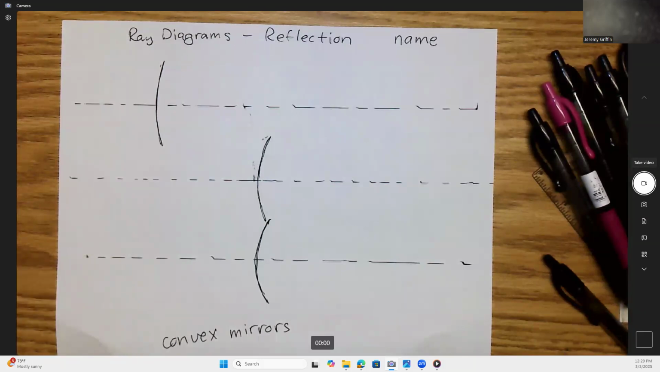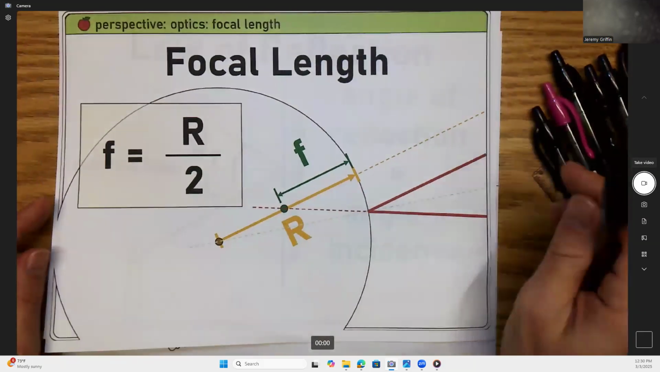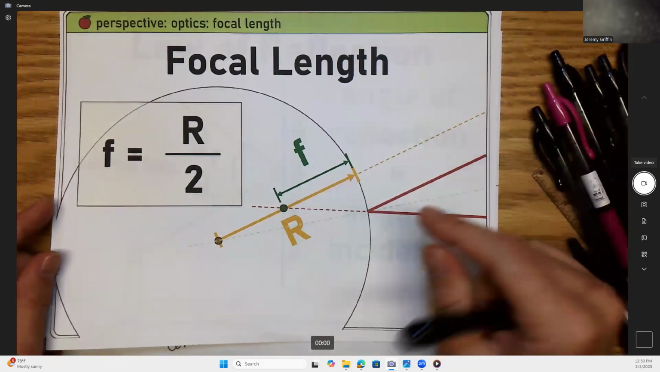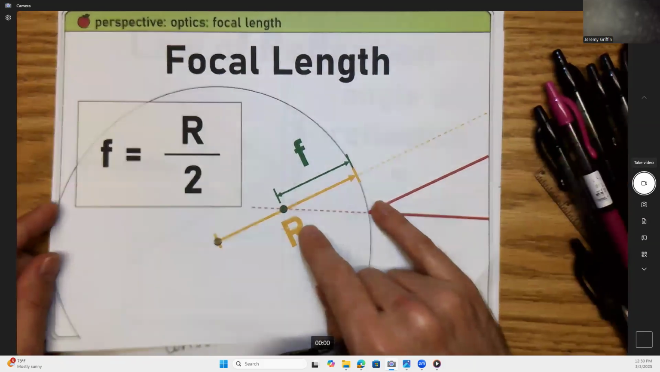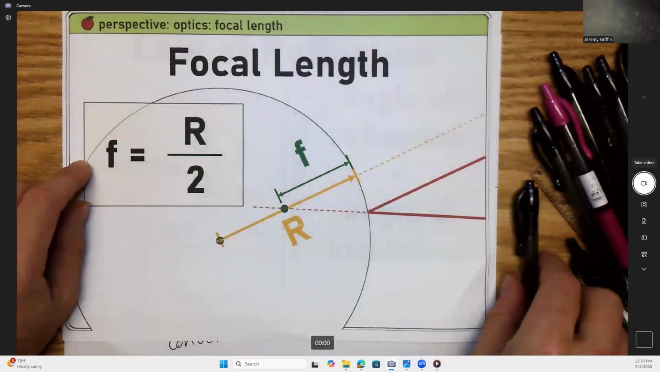Now, I need to define how curved these mirrors are because I want to make them all a little bit different, just to get some different ideas across. And here's how I'm going to define how curved the curvature of a mirror is. It's the focal distance, like focal length. So it goes like this.